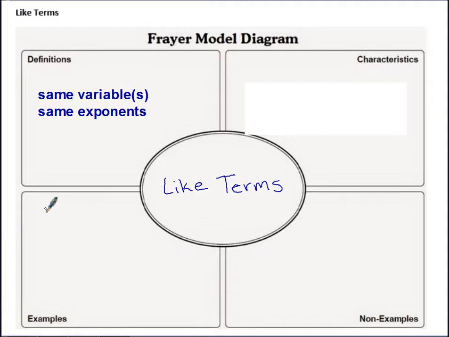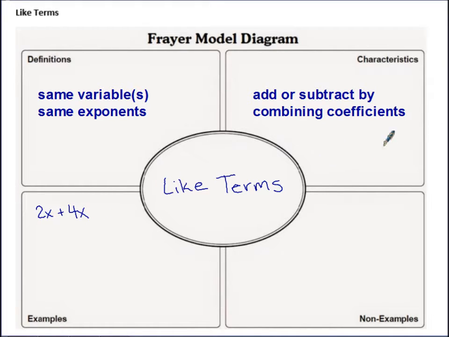Let's look at some. Let's say if I had 2x plus 4x. Those would be like terms because they have the same variable, they both have x, and they have the same exponents, okay? There's no exponent with the x's at all. So these are like terms, all right? What can we do with like terms? We can either add or subtract them by combining the coefficients.